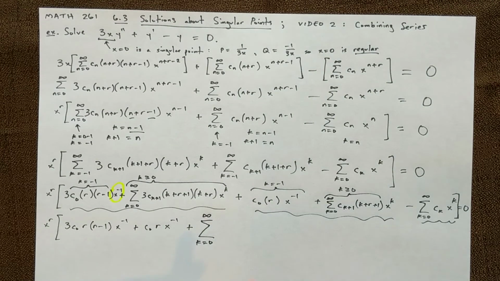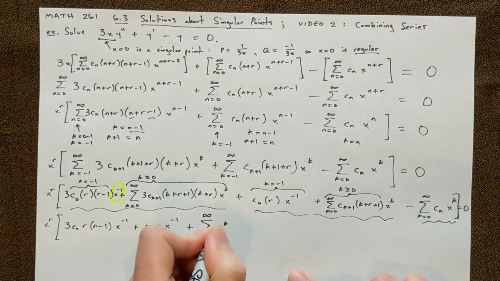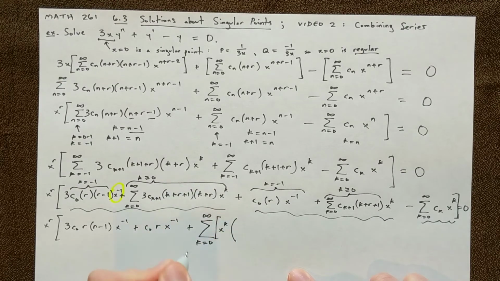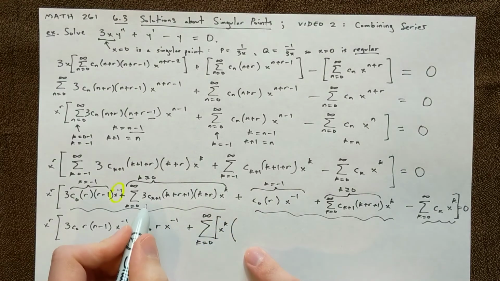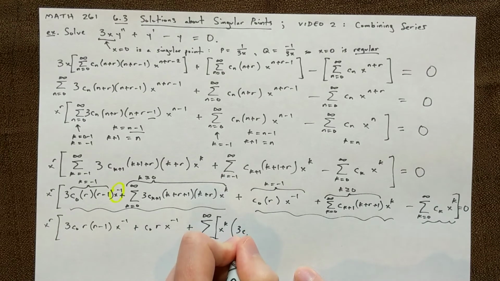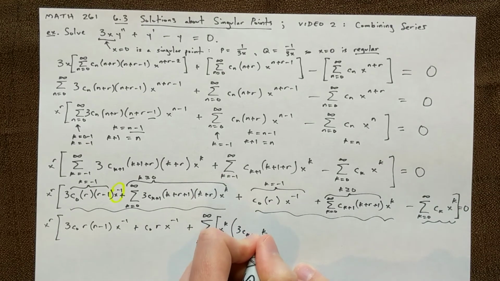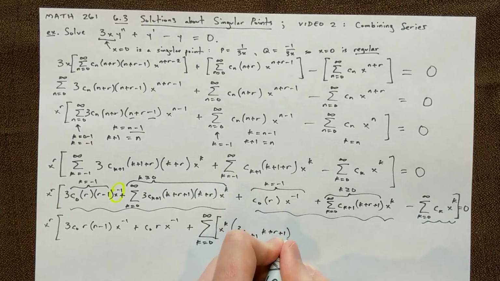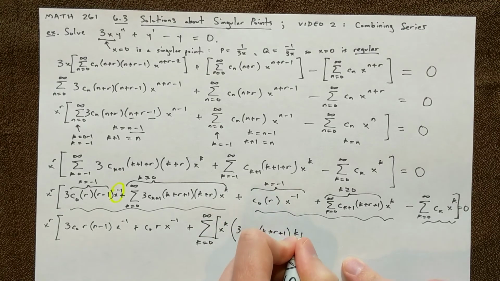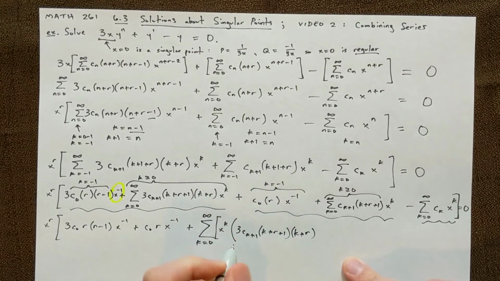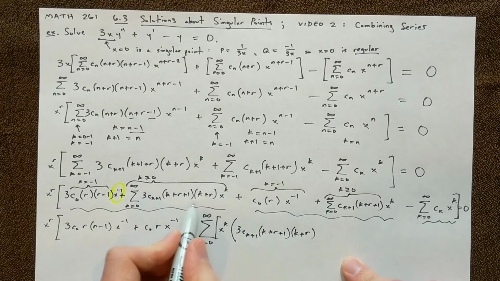And actually I'm going to skip one more step. All of them actually have x to the k. So let's factor out x to the k. So we're going to have x to the k times something. Okay, so we have 3c_{k+1}. We have a k plus r plus 1. We have a k plus r. The x to the k we already factored out, so that's this term.